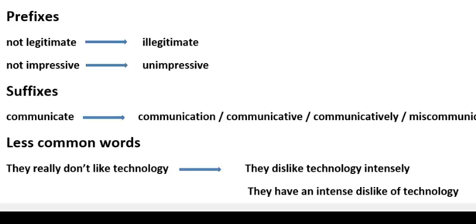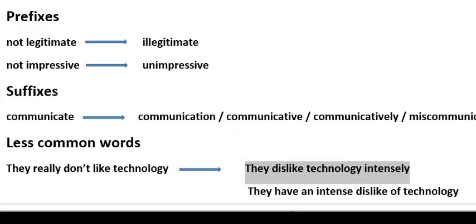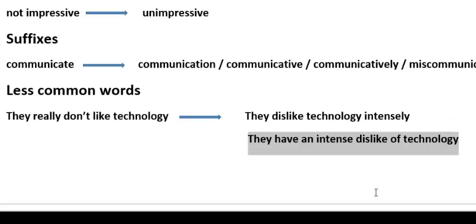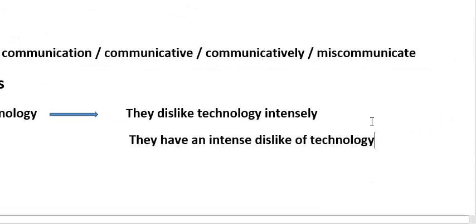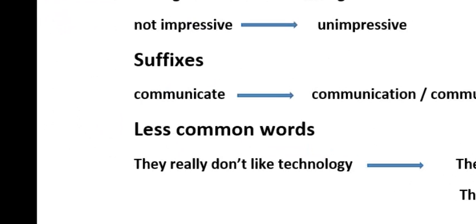Let's take, for example, the base phrase, "They really don't like technology." So this uses pretty ordinary and common vocabulary. However, if we wanted to use less common words but still maintain the meaning, we could write something like, "They dislike technology intensely," or "They have an intense dislike of technology." So both of these sentences have exactly the same meaning, but they demonstrate an ability to use less common words accurately, incorporating prefixes and different parts of speech.